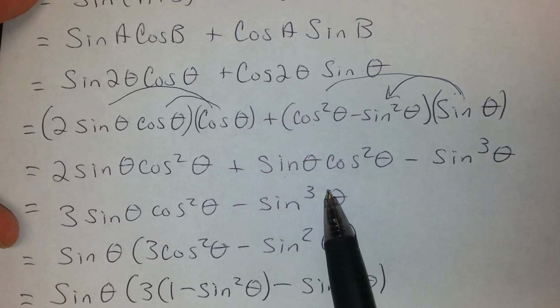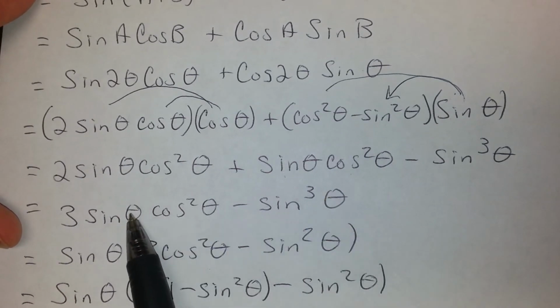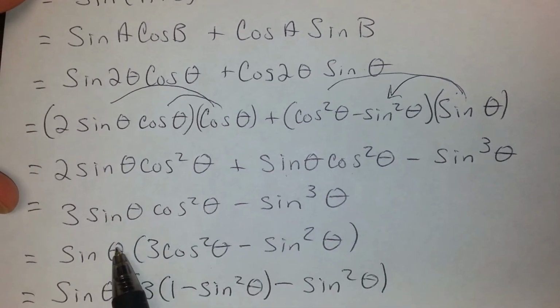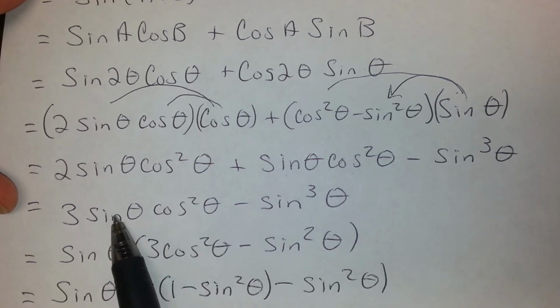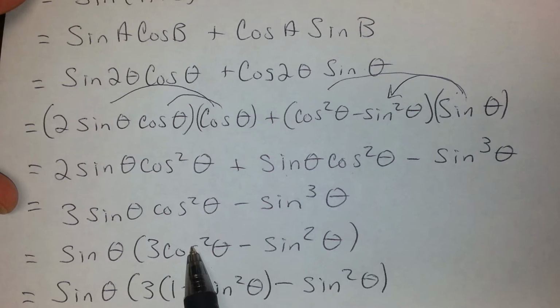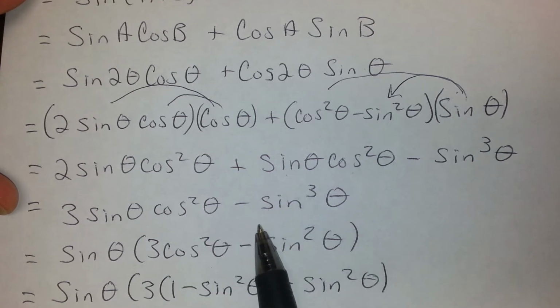I have one common factor, and that's just sine. So I factor out sine of theta, and that gives me, what's left here? 3 cosine squared theta. And I take a sine out of that, and that makes sine cubed become sine squared theta.